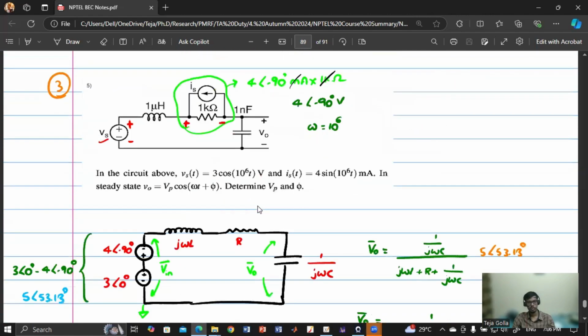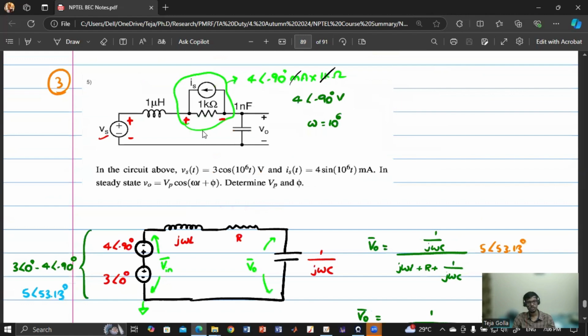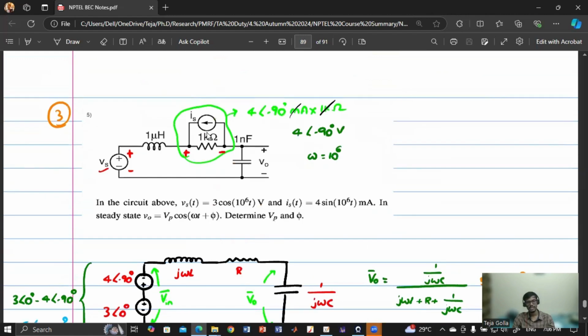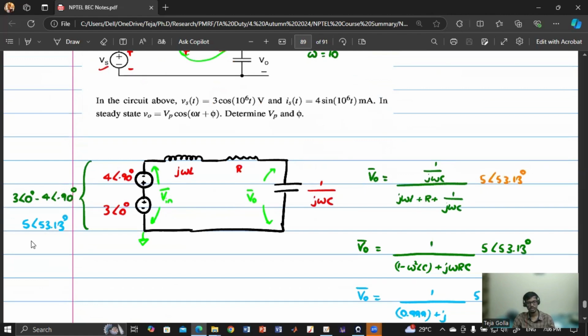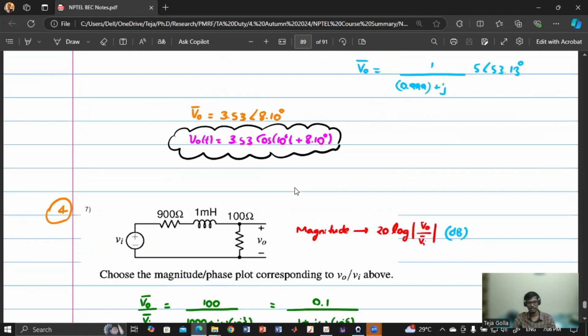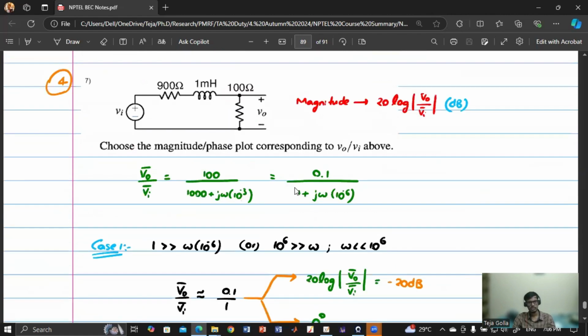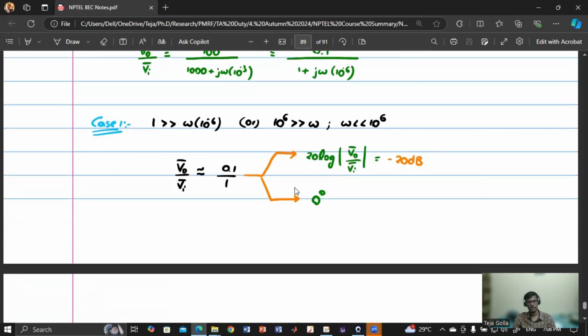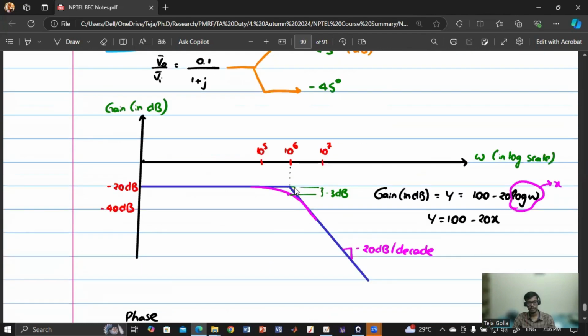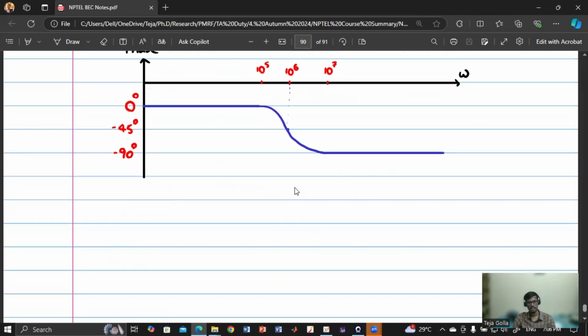So we have solved a few problems. If there are two sources, either you can apply superposition, but in this case, we have converted this into a voltage source. Then both the voltage sources can be realized using a single voltage source. Then I have calculated the V0 bar, which is the voltage across the capacitors, and then I have done the same thing. In question 4 also, it is the same, it is an RLC network, but here they have asked for the Bode plot. So for the Bode plot, we have considered three cases, and then we have calculated the magnitude, and we have calculated the phase, and we have drawn.